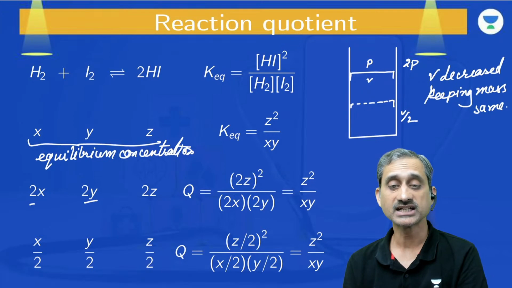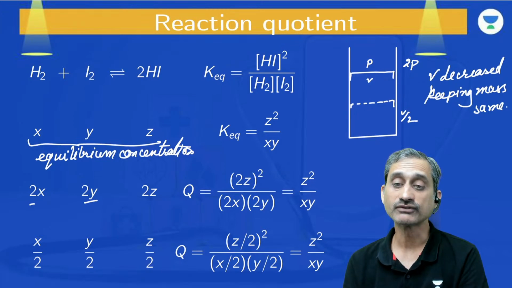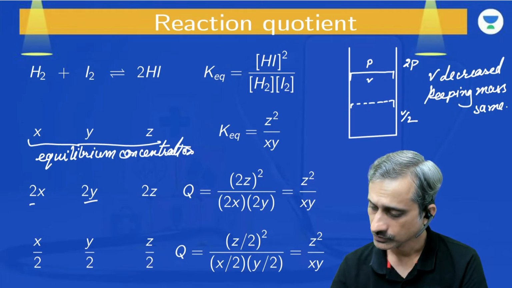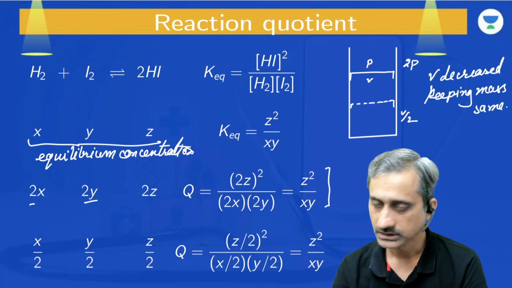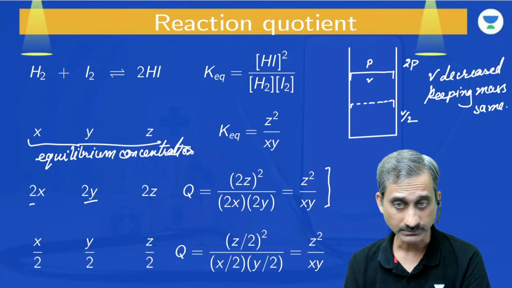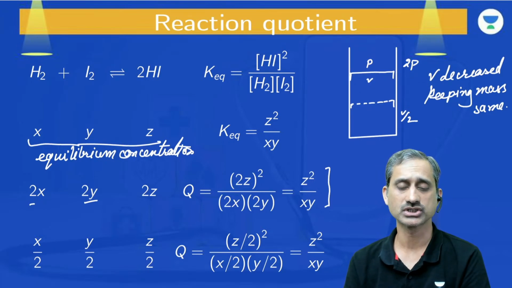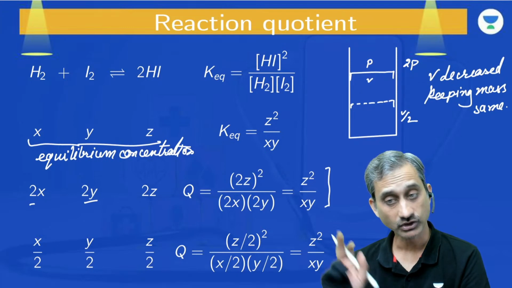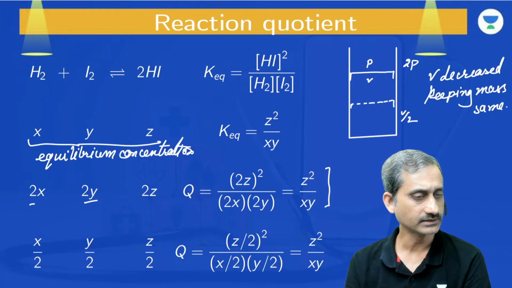Now, since we have made a change, we find the value of Q. What we find? The value of Q comes out to be the same. So that means increase in pressure does not affect equilibrium for this reaction. Any confusion, anybody?